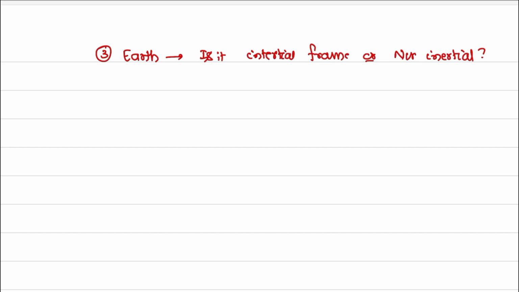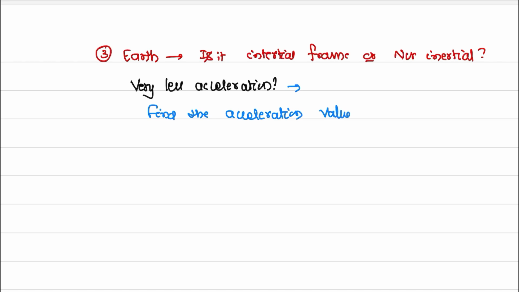Hence, Earth is non-inertial. But the centripetal force is almost negligible because of the Earth's acceleration. It has got very little acceleration. As a homework, can you people find out the acceleration value of Earth?